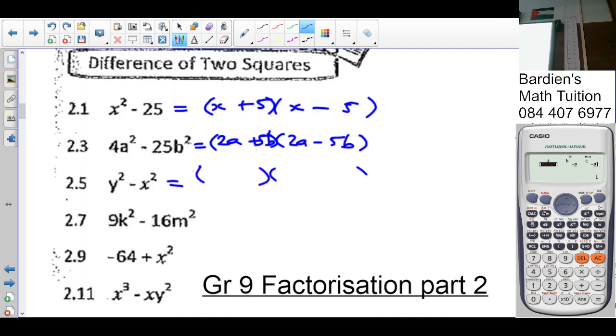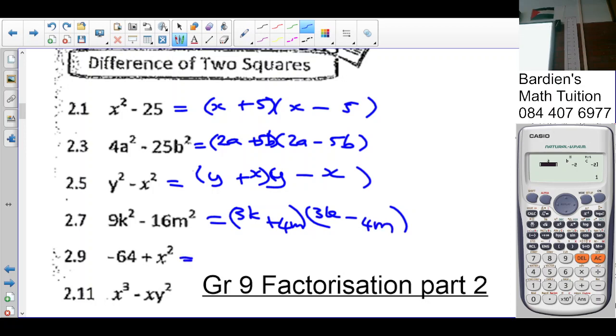The next one. What's the square root of y squared? y. Plus and minus the square root of x squared? x and x. The next one. What's the square root of 9k squared? 3k. Plus and minus. What's the square root of 16m squared?